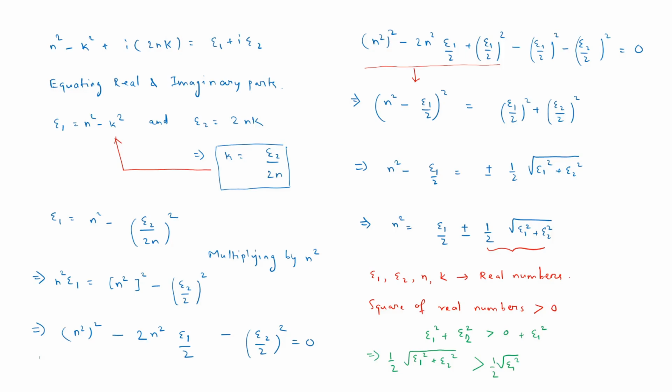Now you see, if I take this to the left hand side, so if I subtract this positive quantity from the left hand side and right hand side, what I have here is 0 less than epsilon 1 by 2 minus half the square root of epsilon 1 square plus epsilon 2 square. What is this quantity? This quantity is nothing but n square, so 0 less than n square. If we consider the negative sign and say that this negative sign is true, then what we have here is n square is less than 0, which is a contradiction.